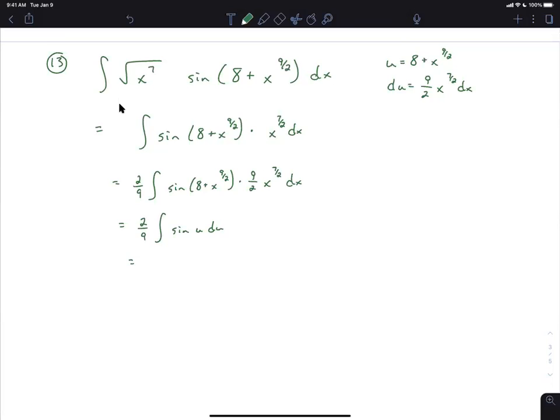All right, so the antiderivative of sine is negative cosine, so we get negative 2/9 cosine u plus c. That's then negative 2/9 cosine of (8 plus x to the 9/2) plus c, and that's the answer.